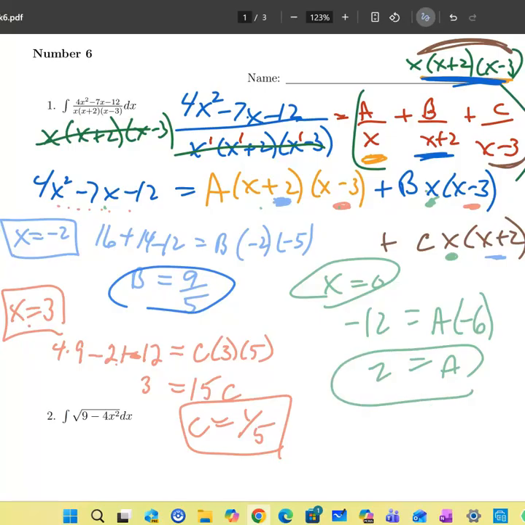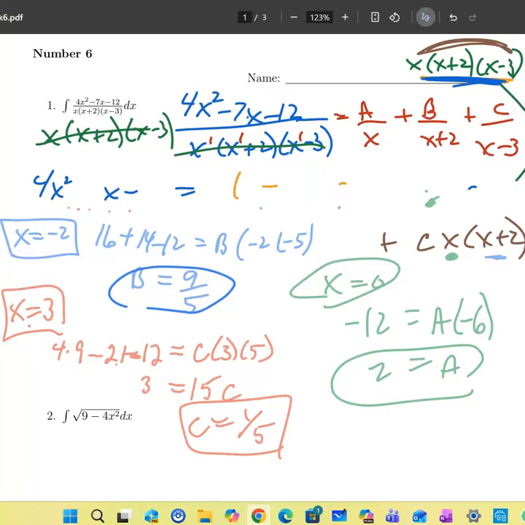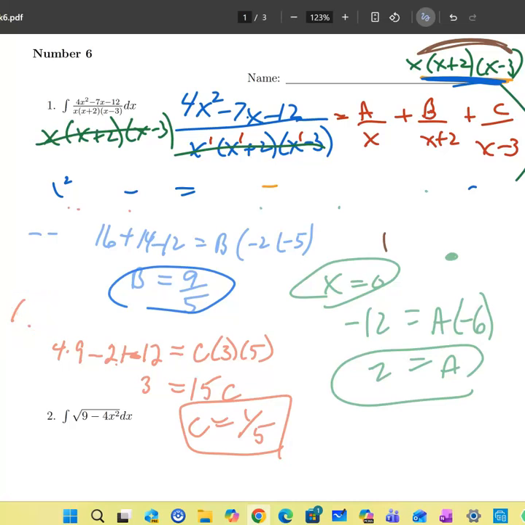So I'm going to do some erasing here. So I really need to see this right here, because this is where I'm going to be plugging the letters back into. So it's really important to keep your work neat and organized.